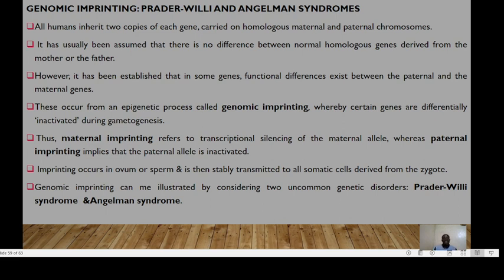It has usually been assumed that there is no difference between normal homologous genes derived from the mother or the father. However, it has been established that in some genes, functional differences exist between paternal and maternal genes. This occurs through an epigenetic process called genomic imprinting, where certain genes are differentially inactivated during gametogenesis.